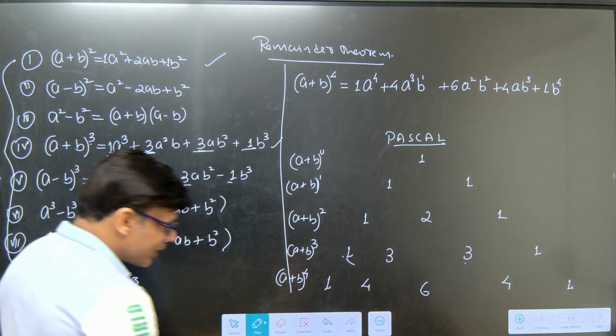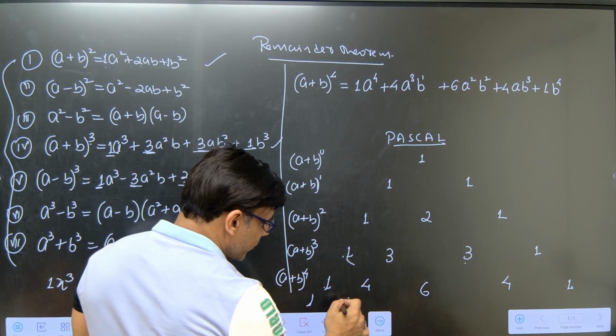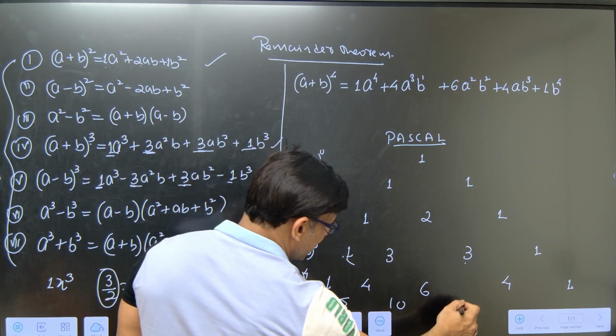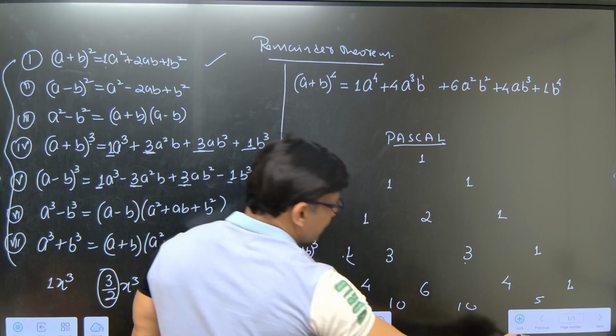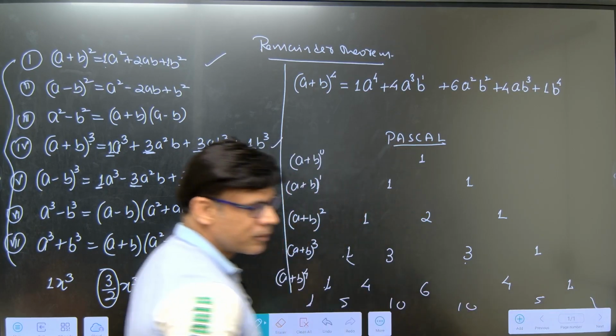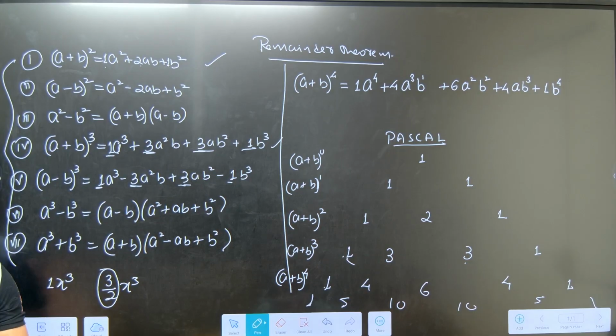For 5 will be what? 1, you will come here, 1 plus 4 is 5, 6 plus 4 is 10, 6 plus 4 is 10, 4 plus 1 is 5, and then 1. This is called Pascal triangle.